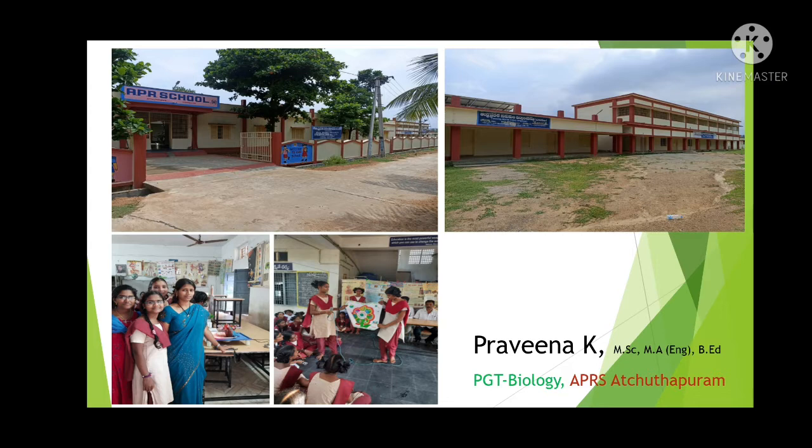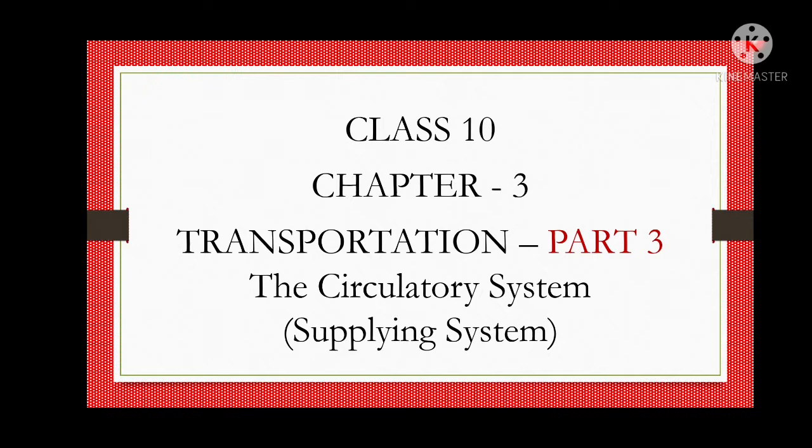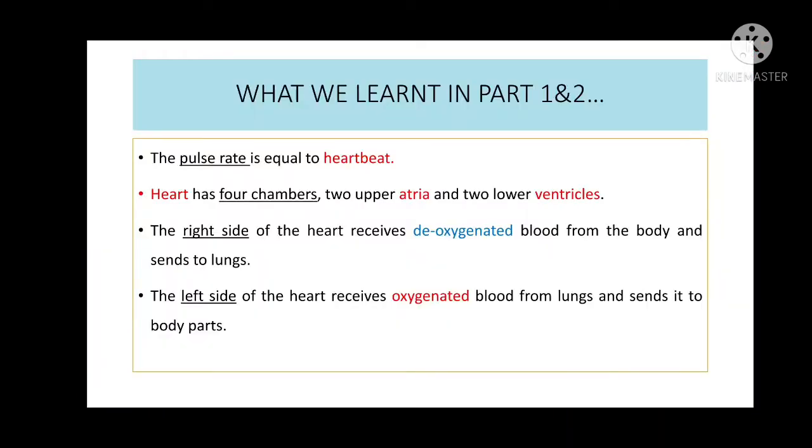Welcome back, students. We are discussing the transportation process. Let us have a quick recap of what we have learned in the previous classes. The pulse rate is equal to heartbeat. The heart has 4 chambers. The upper 2 are called atria and the lower 2 are called ventricles. The right side of the heart receives deoxygenated blood from the body and sends it to the lungs. The left side of the heart receives oxygenated blood from the lungs and sends it to body parts.